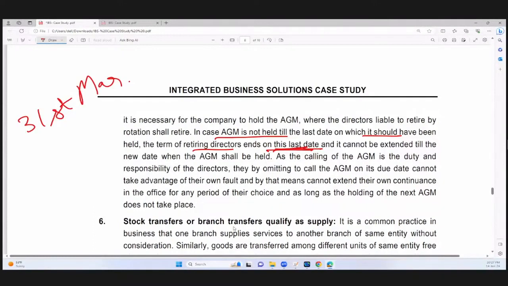Okay, तो कब तक हमें AGM कंडक्ट करनी चाहिए? Within 6 months, that is 30th September of the same year. अगर 30th September तक company has not conducted an AGM, तो उस केस में क्या होगा? In that case, the directors' term ends on this last date and it cannot be extended till the new date when the AGM shall be held.